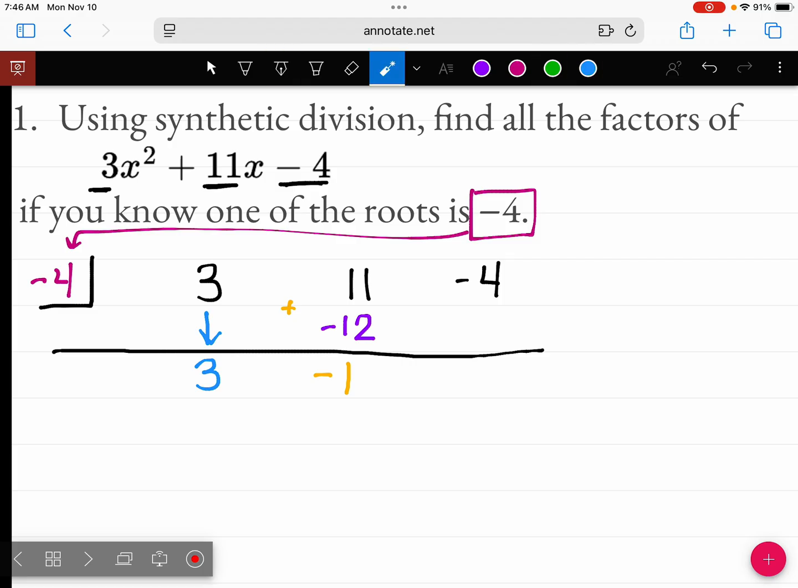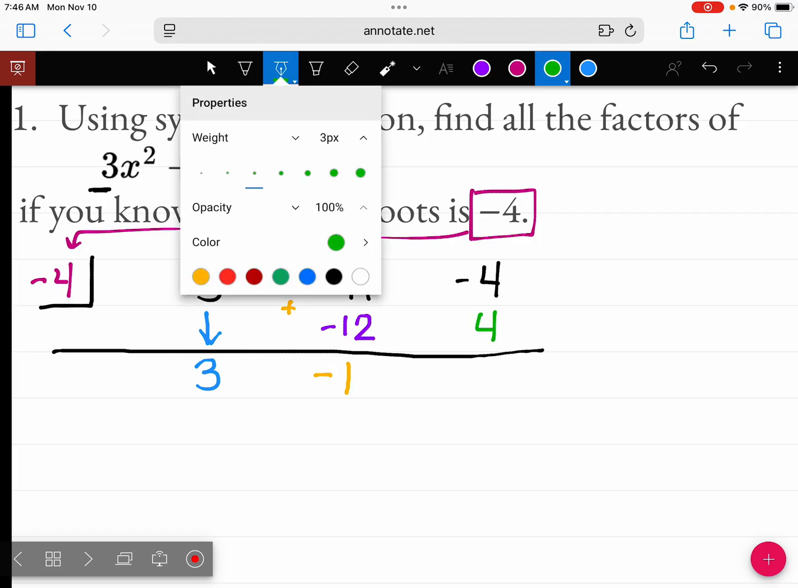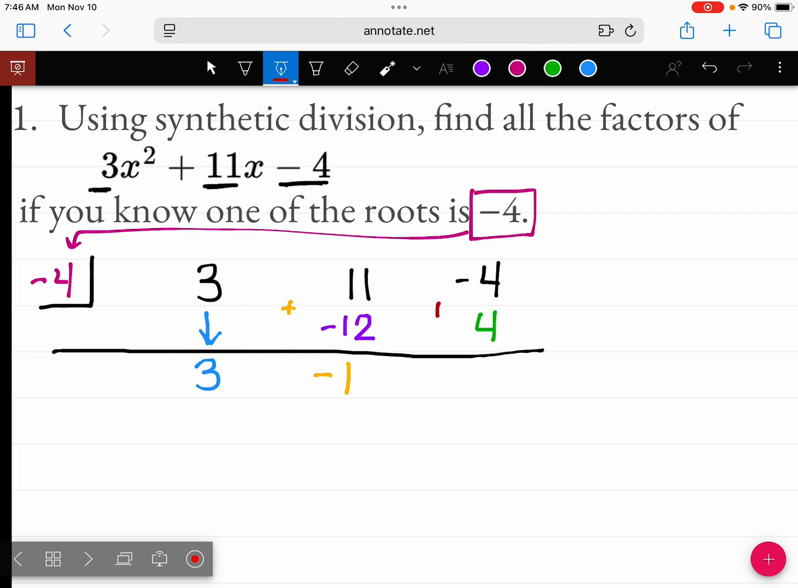Then we get to do that whole cycle again. We're going to take the bottom times the left and put it under. Negative 1 times negative 4 gives us a positive 4. And then when we add those together, negative 4 plus 4, we get a 0.